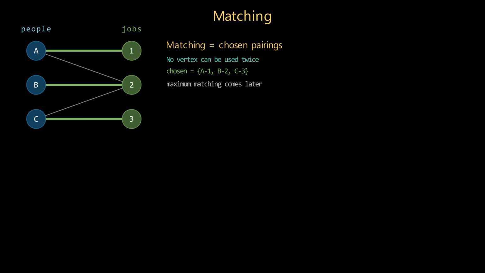Here A takes 1, B takes 2, and C takes 3. This scene only defines the matching idea. Finding a maximum matching is its own algorithmic problem, handled by algorithms like Kuhn or Hopcroft-Karp.